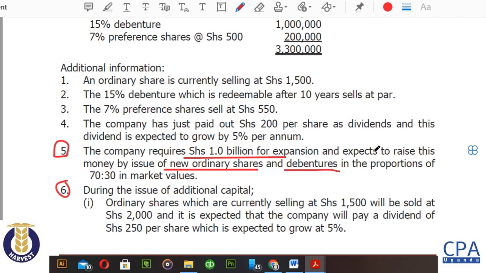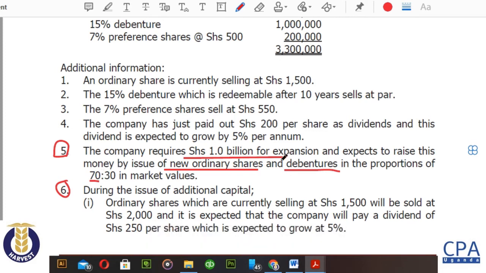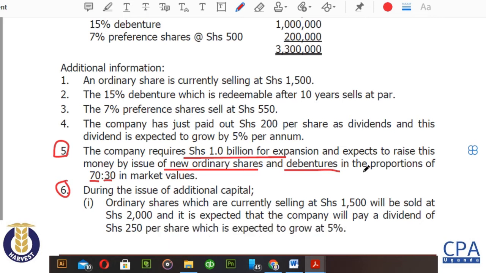Now, as always, the examiner is going to tell you the proportion of the funds that are going to be raised. So good enough, here they have told us that the equity, which are the ordinary shares, represent 70. Basically, that would be 70% in terms of ratios. And then the debentures are going to be 30% of the composition of the new funds. So 30% of 1 billion, that is 300 million, and 70% of 1 billion is 700 million.